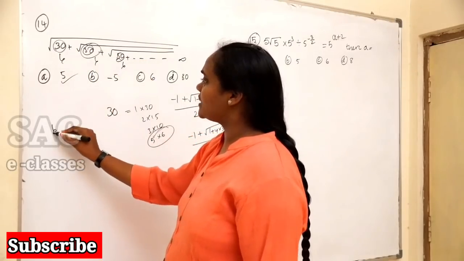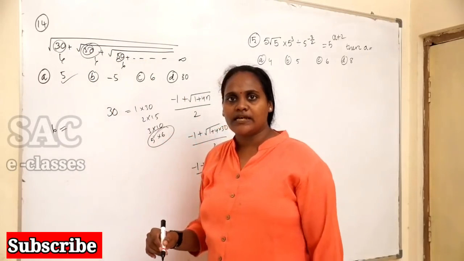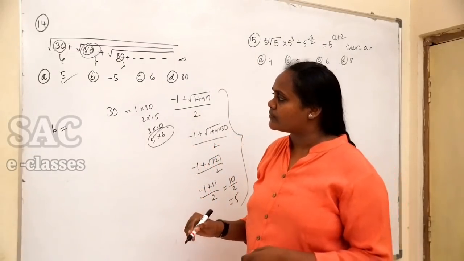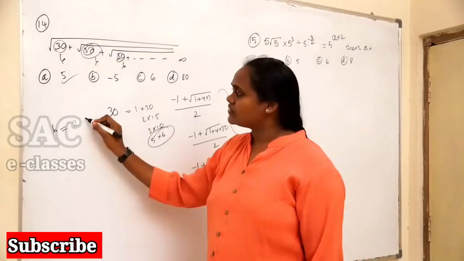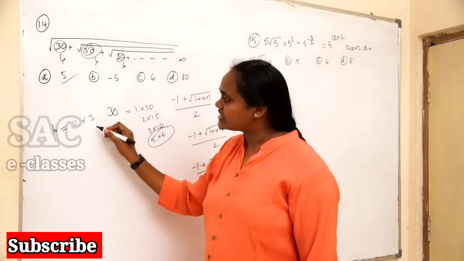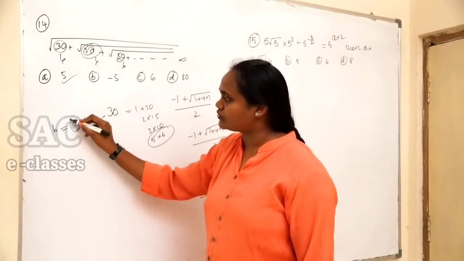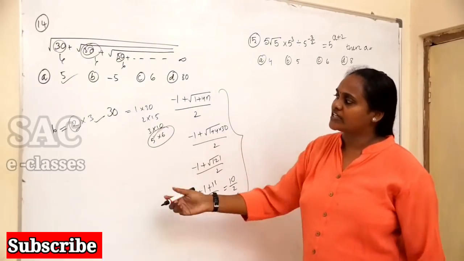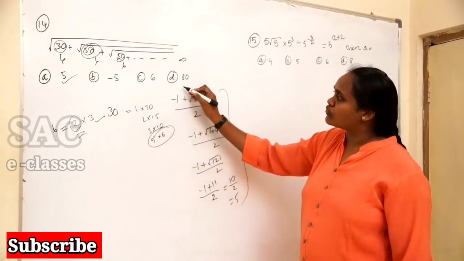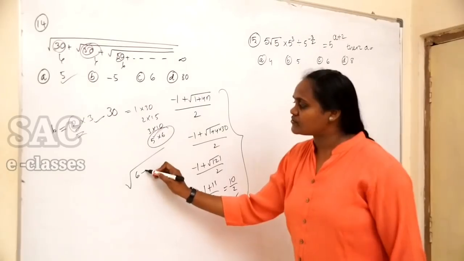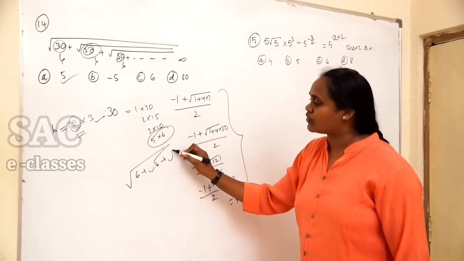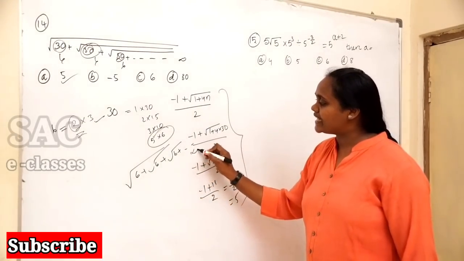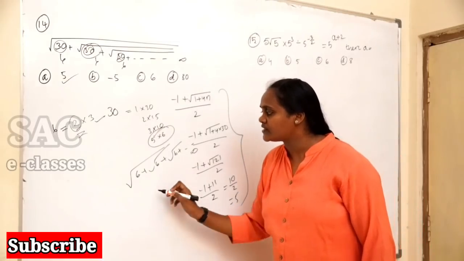I told you the number should be expressed as the product of two consecutive natural numbers. How can I express 6 as 2 into 3? So which is the answer, 3 or 2? I told you to take the first natural number in the given product. So that is 2. Then root over 6 plus root over 6 plus root over 6 and so on, infinite number of terms is 2.